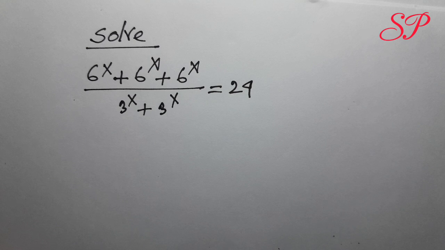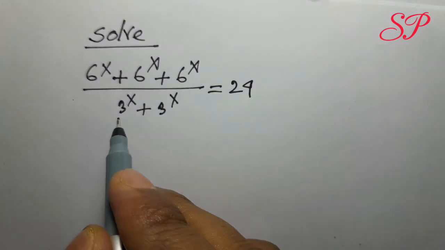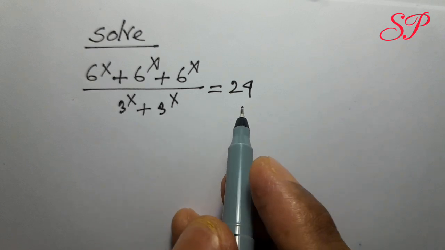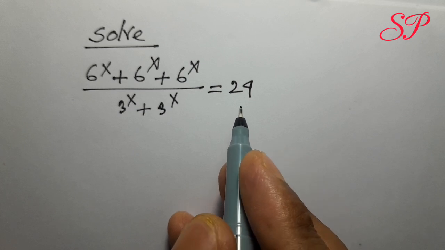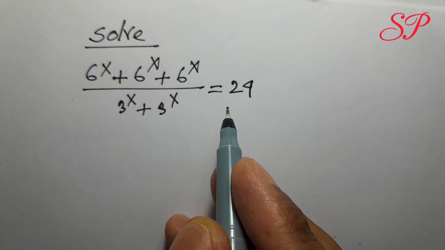Here is given an exponential equation. This equation is 6 to the power x plus 6 to the power x plus 6 to the power x, divided by 3 to the power x plus 3 to the power x, is equal to 24. Let's get started. How can we solve this equation easily?